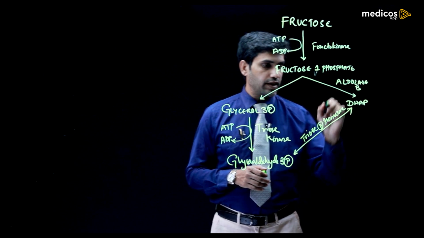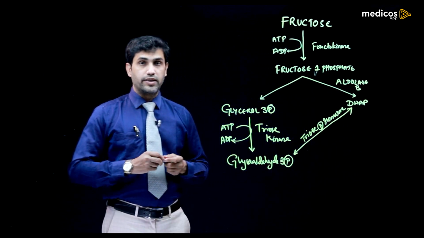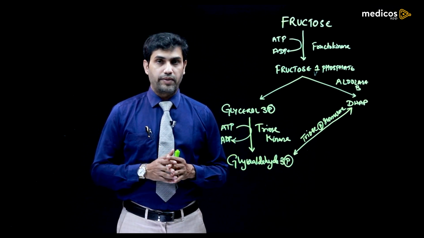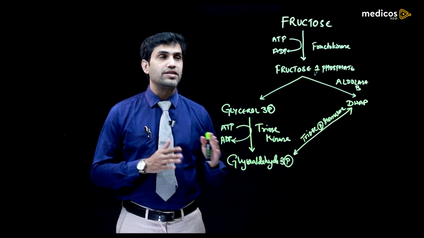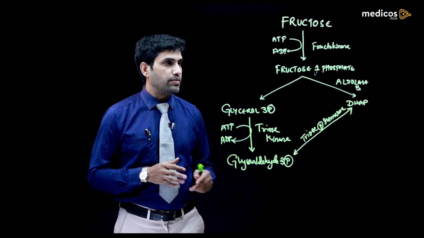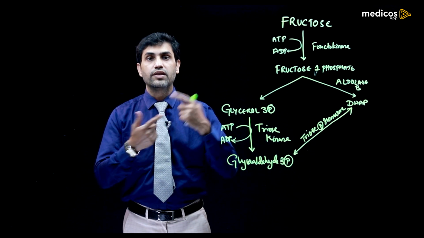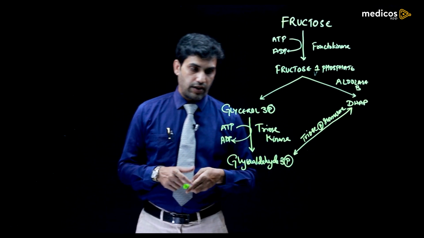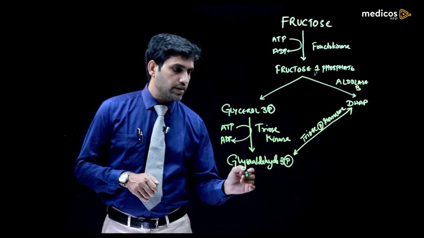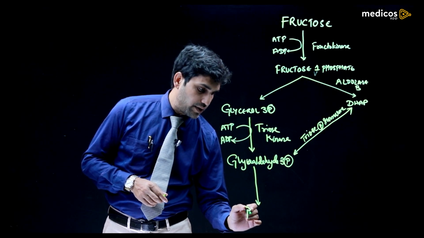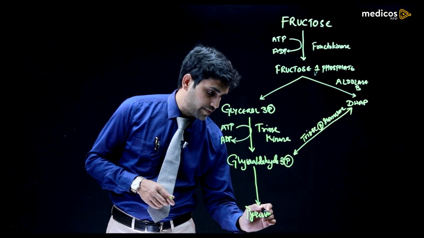We have talked yesterday that triose phosphate isomerase is a catalytically perfect enzyme. Its catalysis is very fast. So, what happens is this dihydroxyacetone phosphate and glyceraldehyde 3-phosphate, we have seen that they are totally interconvertible. Now, this glyceraldehyde 3-phosphate goes into glycolysis and produces pyruvate.